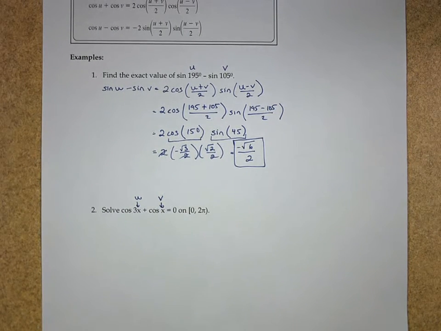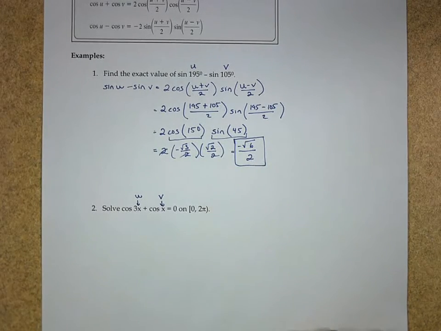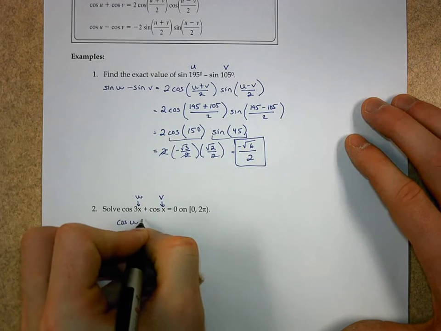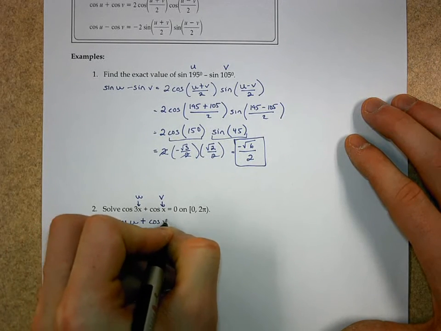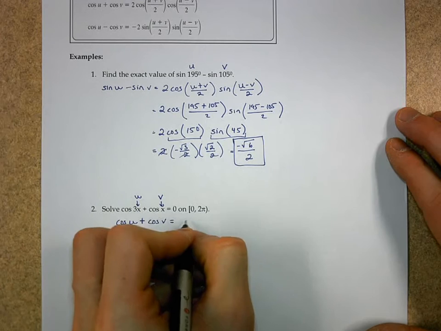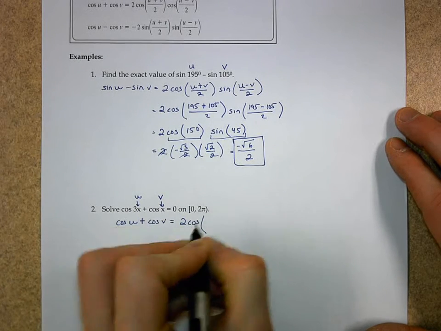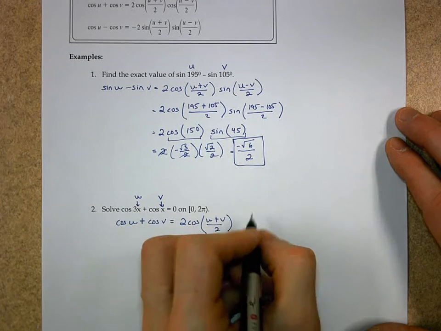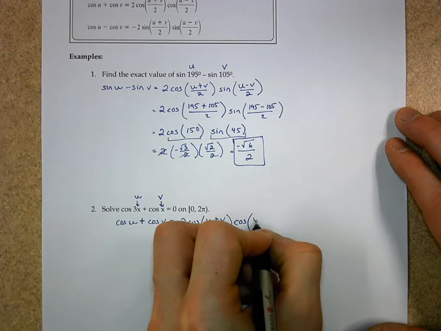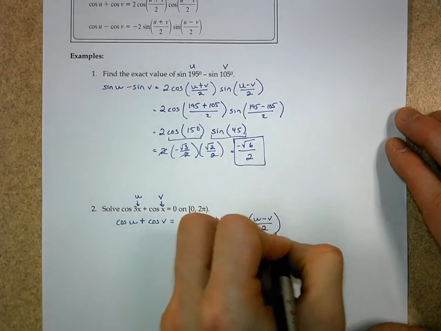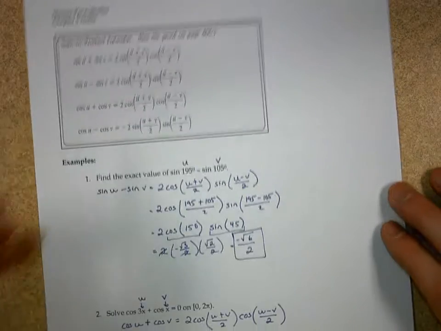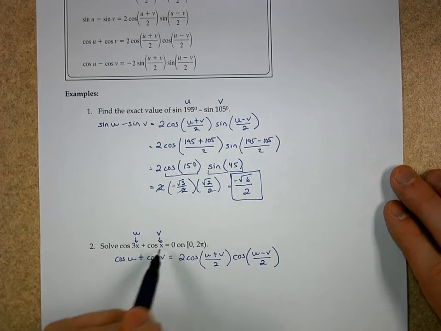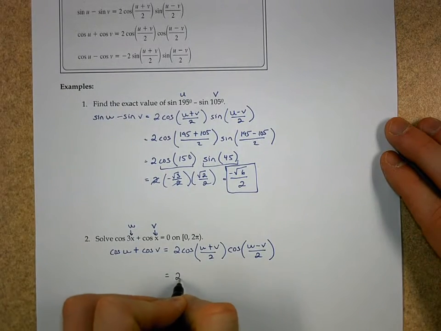So really, what I've got here is the cosine of u plus the cosine of v. And I can see up there the cosine of u plus the cosine of v is going to be 2 times the cosine of (u plus v) over 2 times the cosine of (u minus v) over 2, coming straight from my formula right there. And I know u is 3x and v is x.